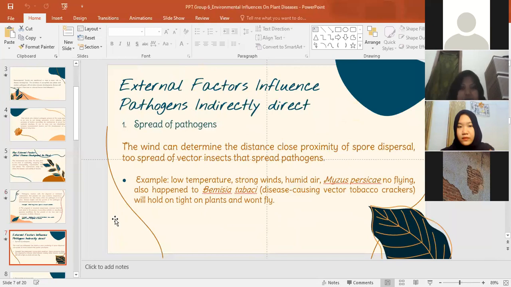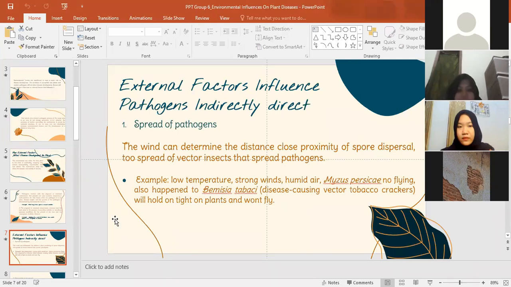External factors influence pathogens both indirectly and directly. First, the spread of pathogens. These factors can determine the distance and proximity of spore dispersal, and the factors that spread pathogens.